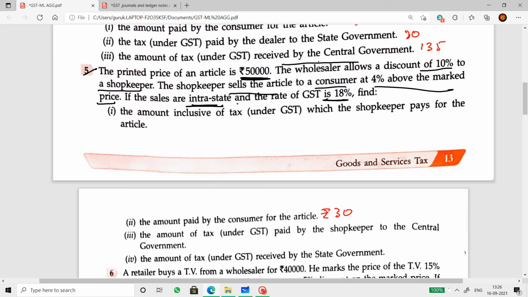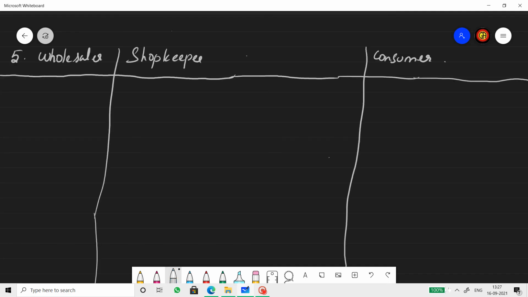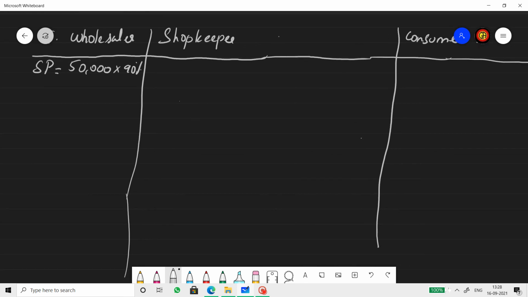So let's start with the working. Let's do everything and we'll start solving the subdivisions. Now, the wholesaler sells it at 10% discount. So therefore, the discounted value is 50,000 into 90% because out of 100, 10% is discount. So therefore, the selling price is 45,000.